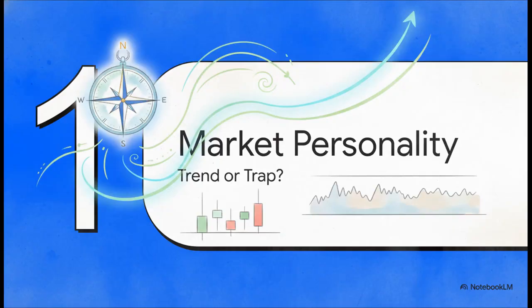So how do we actually do it? How do we identify the market's personality? Well, we need reliable tools. And for this system, we're going to focus on a pair of exponential moving averages, or EMAs, on the 15-minute chart. We'll use the faster 20-period EMA and the slower 50-period EMA. Think of these two lines as your compass. They're going to tell you everything you need to know.